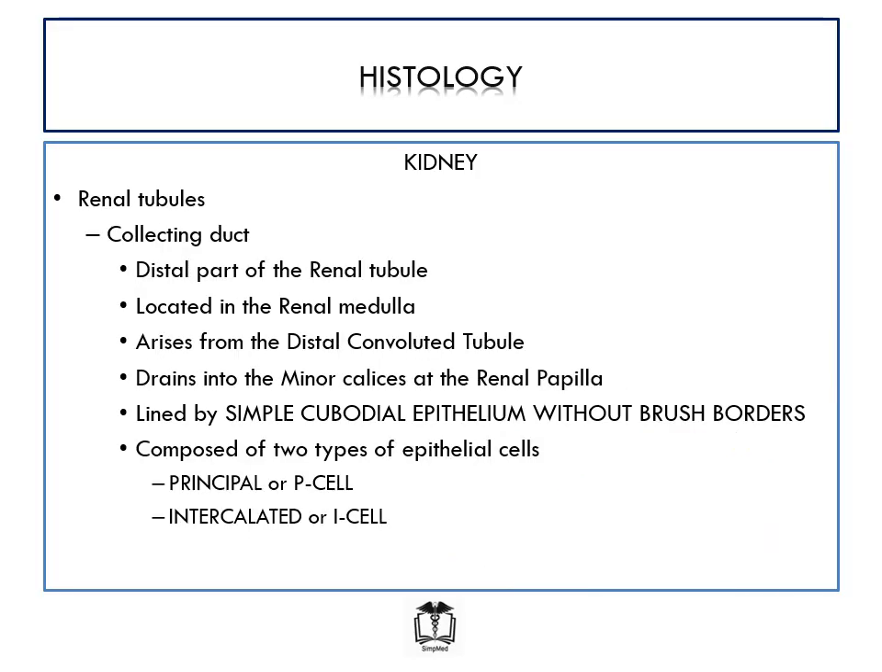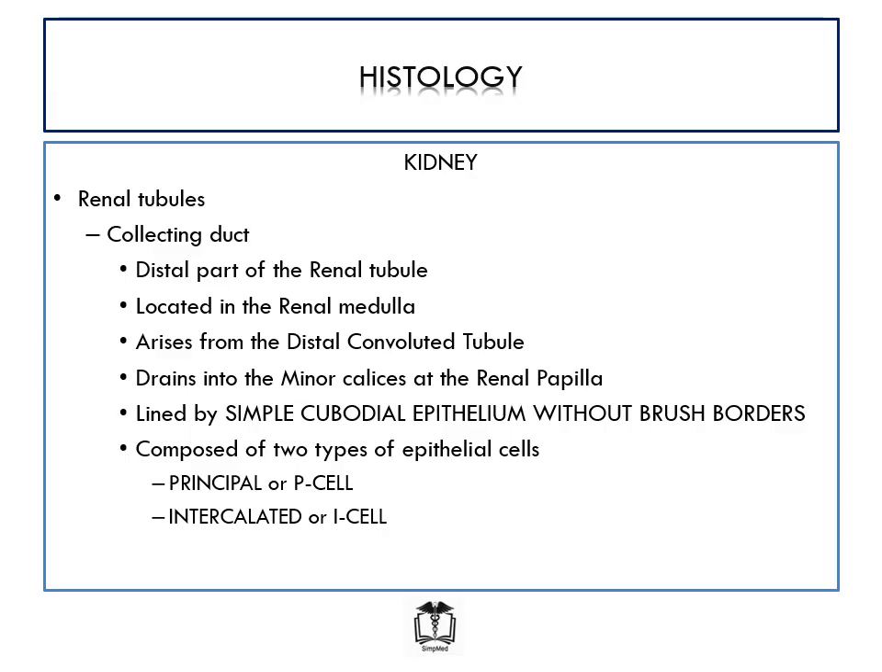Finally, we have the collecting duct. This is the distalmost portion of the renal tubule. It's located in the renal medulla. It arises from the distal convoluted tubule, drains into the minor calyces of the renal papilla, and it's lined by a simple cuboidal epithelium without brush borders as well.